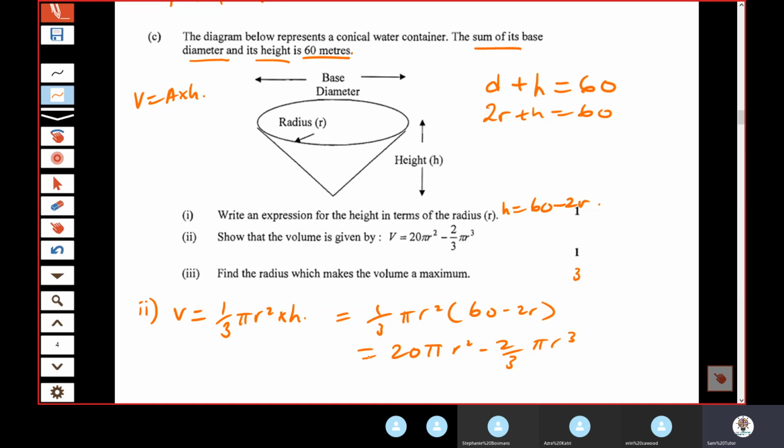Triple I. Again, if you couldn't do I, fine, you lose 1 mark. You couldn't do double I, fine, you lose 2 marks. There's no reason why you should have lost 5 marks in this question. Because find the radius which makes the volume maximum, you know what you've got to do. You've got to differentiate, make it equal to 0, find the nature, and then hopefully you get your 3 marks.